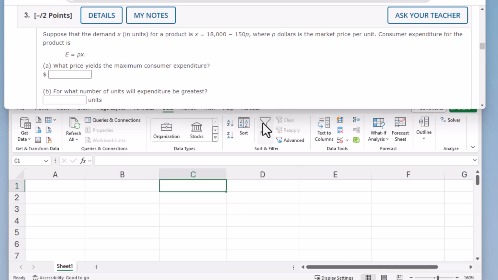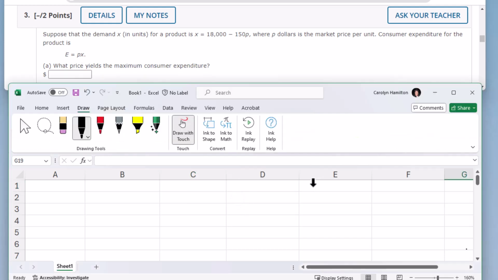Okay, so let's talk about this for just a minute. Consumer expenditure, which is price times units, is really just like a macro revenue function, price times quantity, but instead of being for one business, it's across the entire country, and it's what consumers are spending instead of what a single business is bringing in. Anyway, expenditure is price times units, and units, we're told, is 18,000 minus 150 times price.